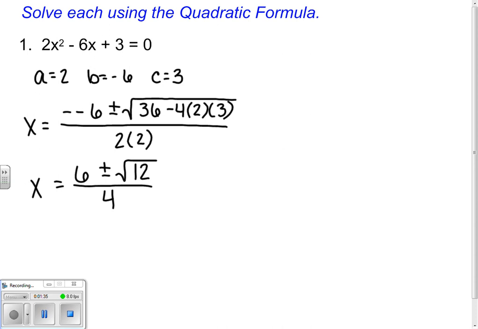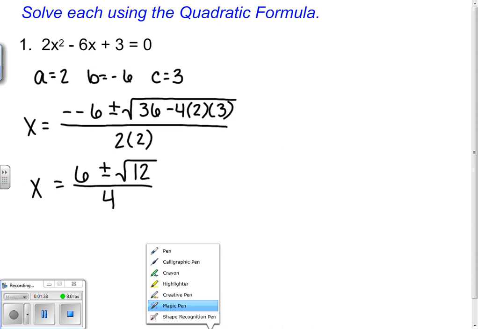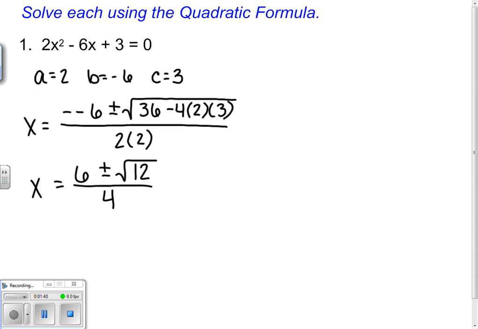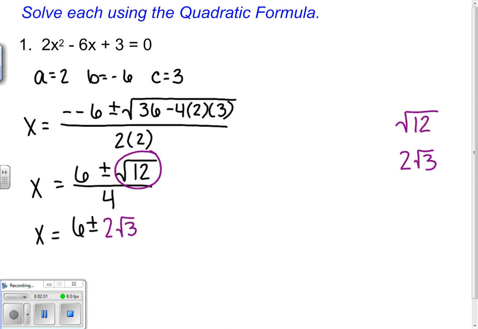Just a very quick aside for you, if you did the factor ladders that we did in the beginning part of this chapter, the square root of 12, if you either put it into the calculator or do the factor ladder, you get 2 root 3. So I'm going to replace the square root of 12 with 2 root 3 in the next step. I get x equals 6 plus or minus, and now I'm going to put that 2 root 3 next, all over 4.